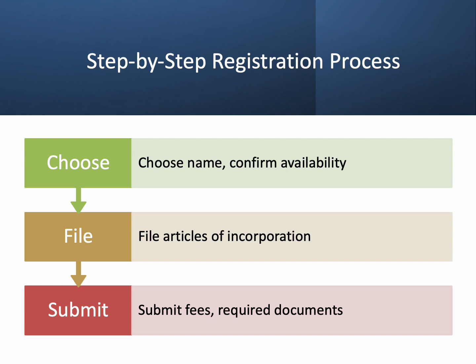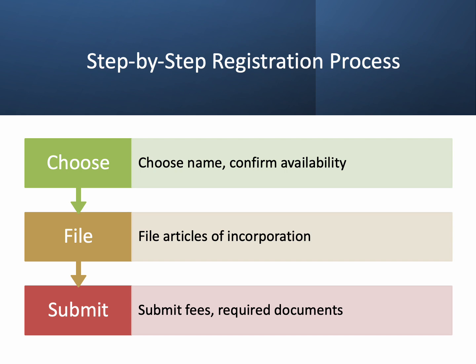Next, file articles of incorporation, specifying the business name, share structure, and purpose, using forms like Form 1 federally. Finally, submit fees, e.g., $200 for federal incorporation and documents, such as bylaws or director details. For example, a tech startup might file these to operate in British Columbia. Ethical considerations include ensuring the name reflects the business purpose transparently.